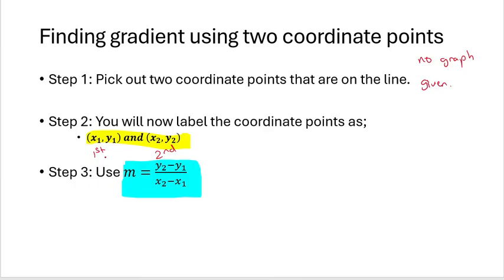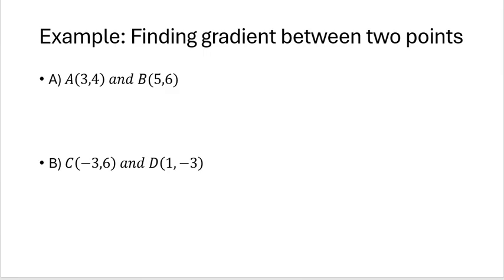Okay. All this means is the first coordinate point, and then you've got the second coordinate, and then you just substitute. So you're going to substitute the values respectively. Okay. So let's just go through an example right now. So I'm going to label this as x1, x2, and then y1, y2, just like that.